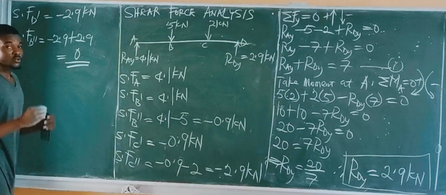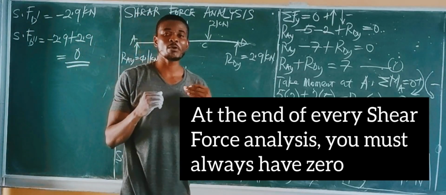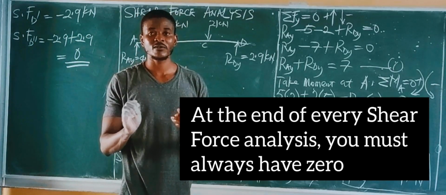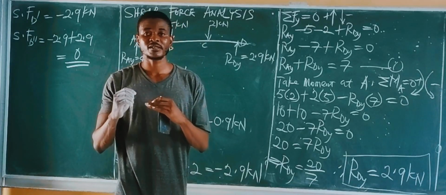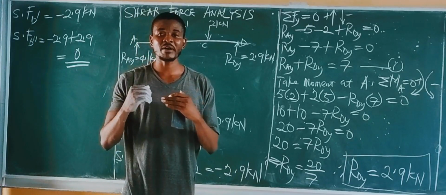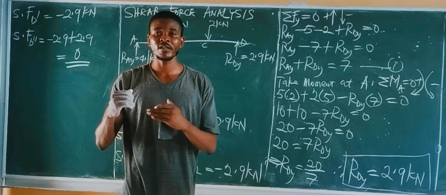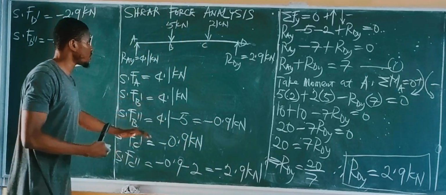So the value is simply 0. So take note, at the end of every shear force analysis, you must always have 0 as the answer, for sure. At the end of every shear force analysis, you must always obtain 0. The same thing applies to bending moment analysis. At the end of every bending moment analysis, you must always have 0. Alright, so this becomes the shear force analysis for the beam.